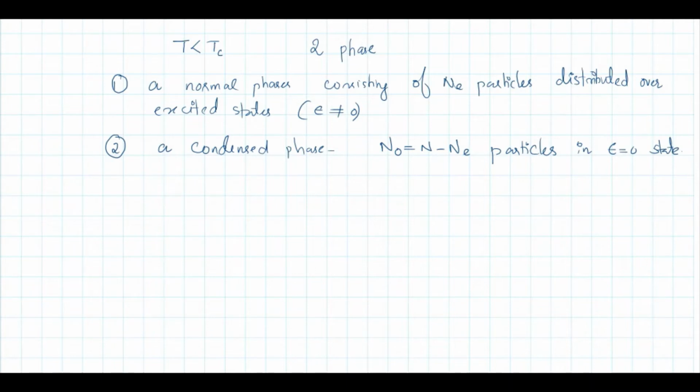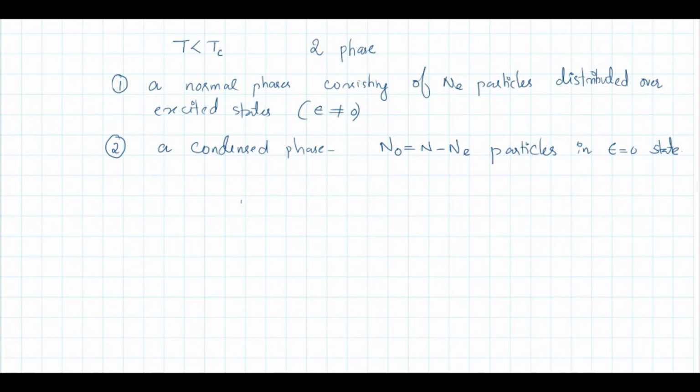Okay, so for T less than Tc, we will have particles in excited states as well as in the ground state. So we can say that the system has two phases. One is a normal phase consisting of Ne particles distributed over the excited states, and the second phase is a condensed phase in which N0 equals N minus Ne. Total number is N. Ne particles are in the excited states. So in the ground state, you will have N minus Ne particles. And the ground state is nothing but the epsilon equal to 0 state.